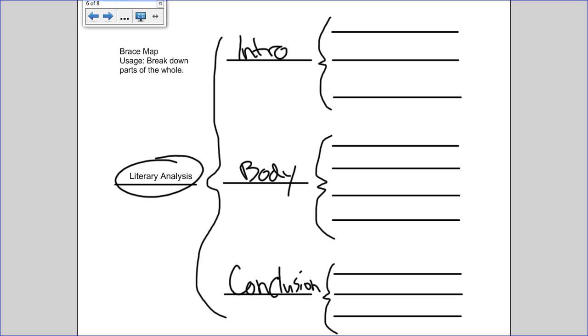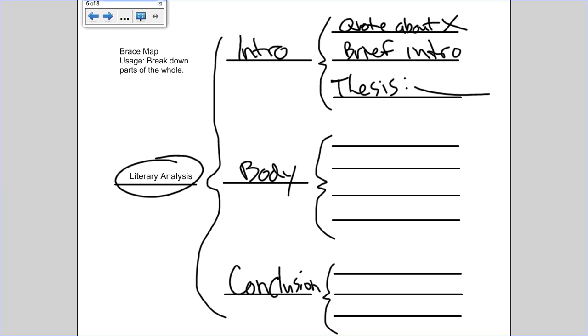Okay, and you know that in your intro you want to include a quote about whatever your topic is, quote about X. Okay, and then you want to give a brief intro of your topic, and then you're going to give your thesis statement, and you can list it there. In your body, you can have your main points, write your main points out. Main point number 1, main point number 2, and obviously you'd have more detail in this, but I'm just showing you what it would look like.